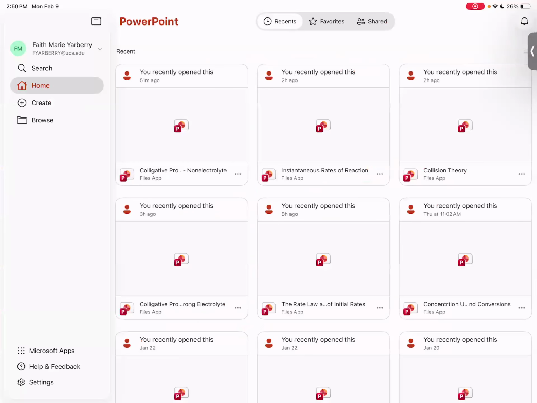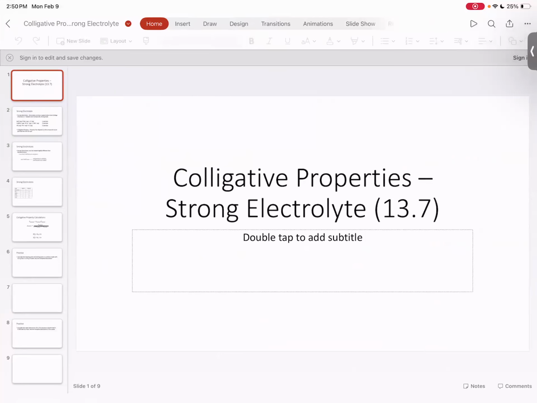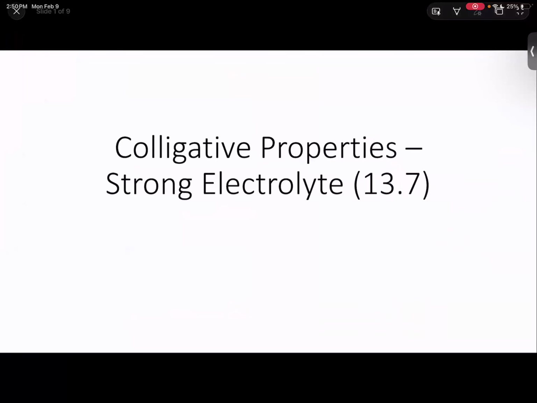So I would guess that the biggest question, I keep saying, you use those for non-electrolytes. How do you know if it's a non-electrolyte? That's the hardest part to me. Well, the simplest way is to know who your strong electrolytes are. And since colligative properties are only going to be strong electrolytes or non-electrolytes, if it's not a strong electrolyte, it's a non-electrolyte.